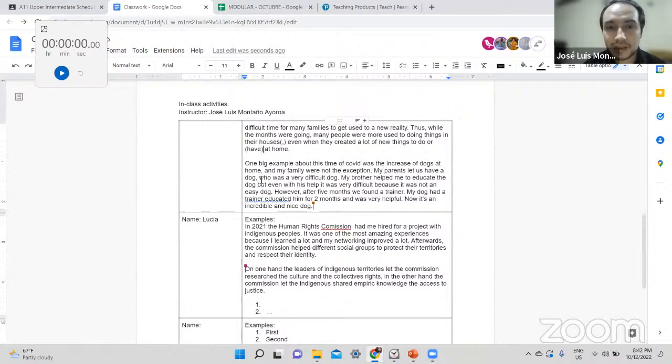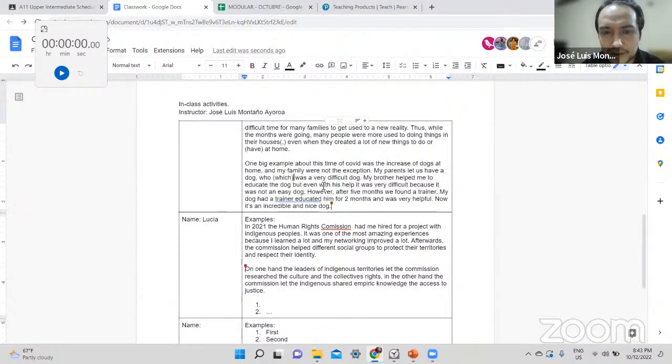Good, my parents let us have a dog, and clarification with comma, who was a very difficult dog. Okay, you can use that one with also animals, or also you can use "which" if you want to be very formal. Because remember, "who" is going to be mainly related to people, but of course, nowadays you can talk about animals like they are people, right? So it's also good, but the best option in grammar is going to be "which."